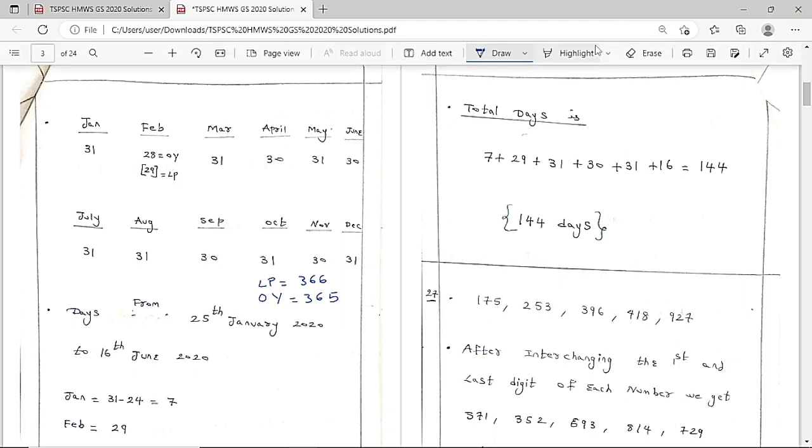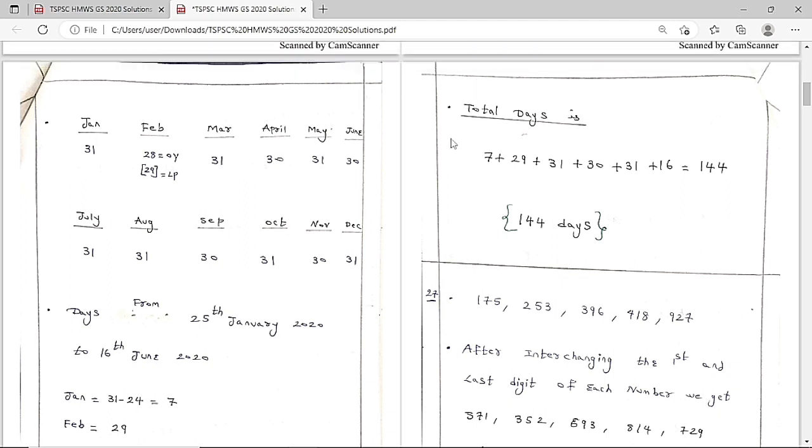If you remember this, then we can solve this type of question in a fraction of a second. So an ordinary year has 365 days, whereas a leap year has 366 days.